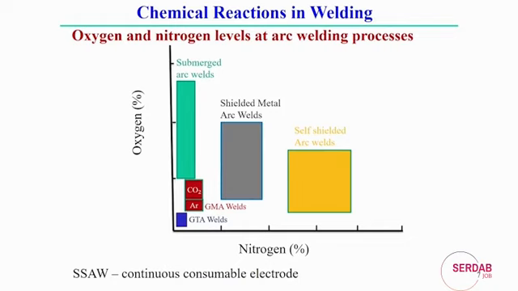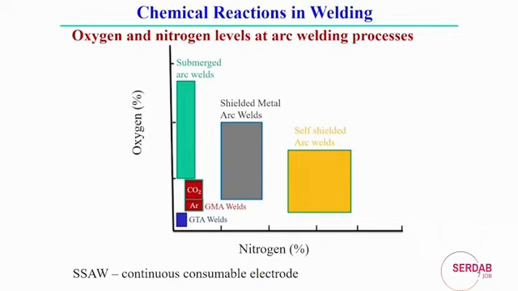And here you can see that in the case of submerged arc welding, the presence of nitrogen is less during the welding process, but the presence of oxygen content is more. Probably in the submerged arc welding process we use slag material or some flux material, and one of the components of the flux may be an oxide. That oxide is a supplier of much of the oxygen in the weld pool, but the nitrogen level is very low in submerged arc welding.